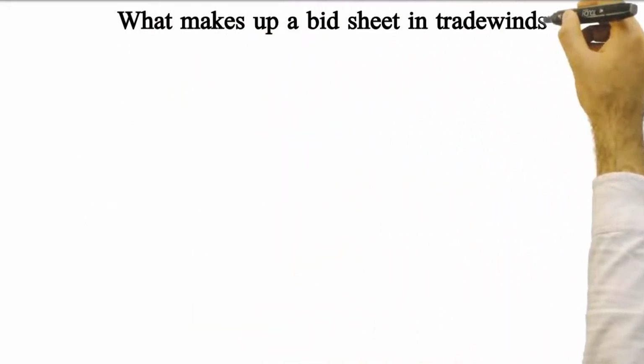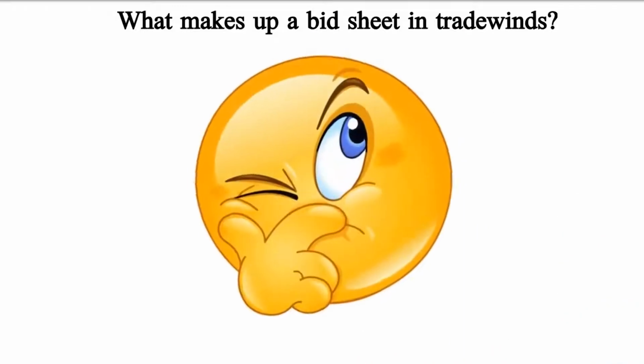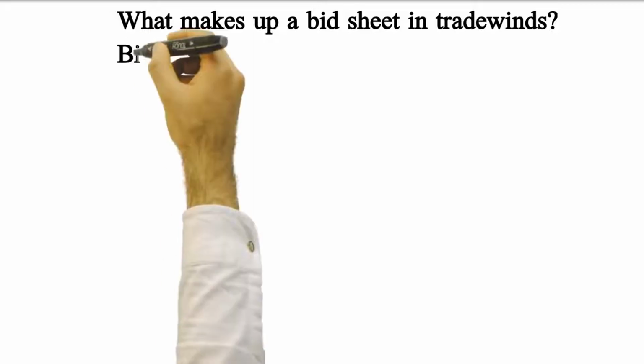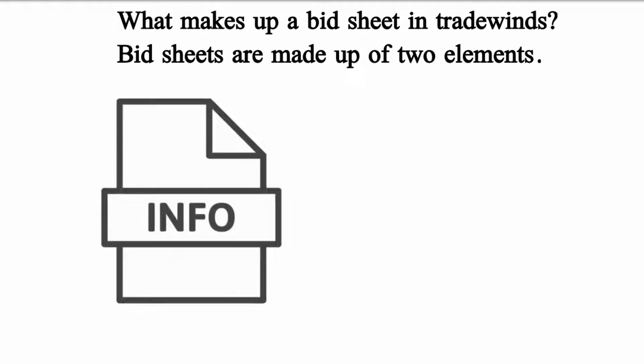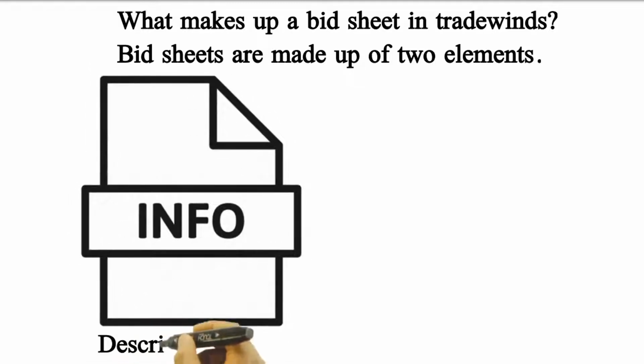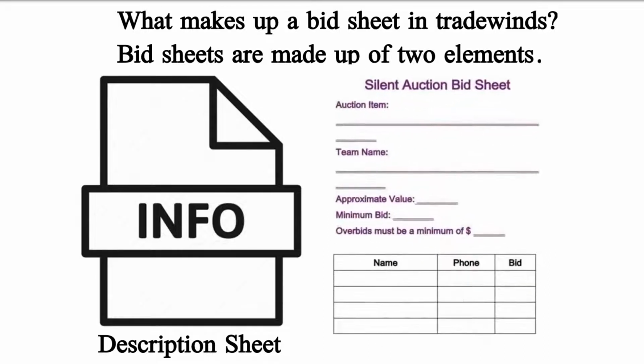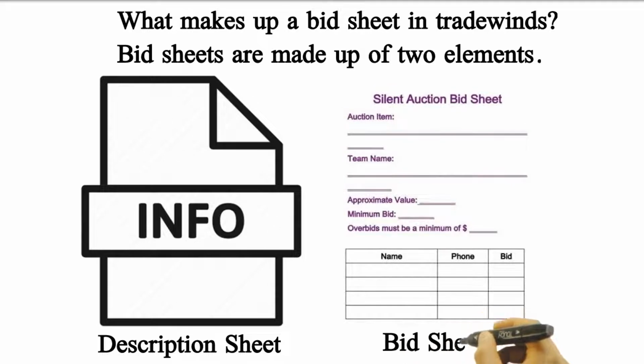Before we discuss how to configure bid sheets, let's talk about what makes up a bid sheet in Tradewinds. In Tradewinds, bid sheets are made up of two elements. The first element of the bid sheet is the description of the item. Later in this video we will look at what the description section looks like and what configuration options are available. The second element of the bid sheet is the actual bid sheet where guests enter their bids for the silent item.